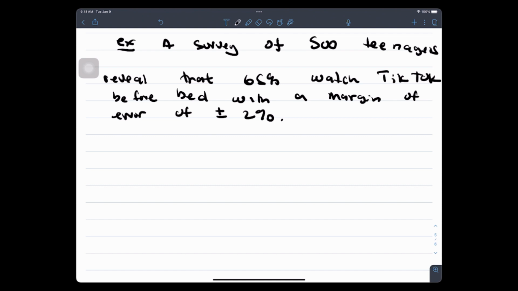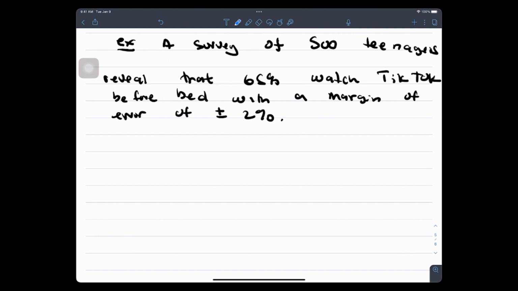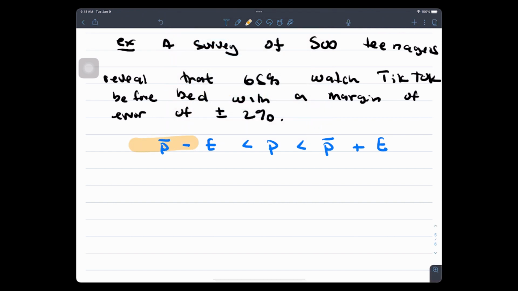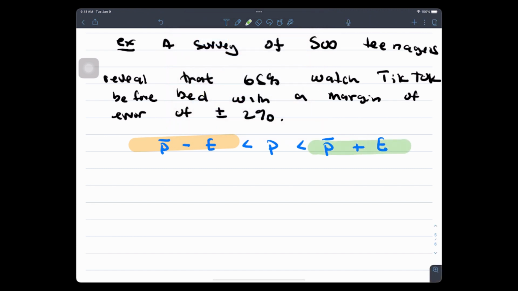So what I want you guys to always know is what's the format. You got to know this format. If you don't know the format, you can't give an answer. Sample proportion minus the margin of error is less than the true proportion, which is less than the sample proportion plus the margin of error. Lower bound value and a what? Upper bound value.